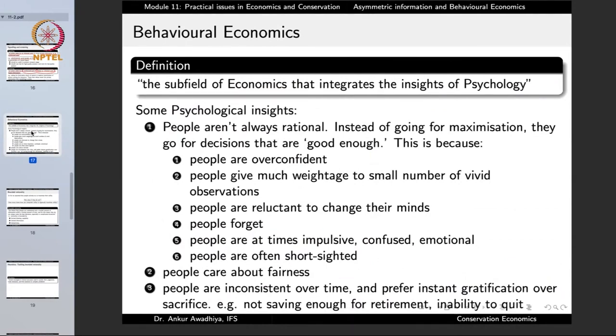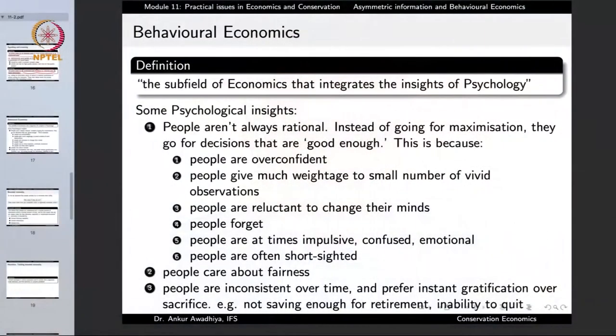Now, all these things come under the ambit of behavioral economics. Behavioral economics is the subfield of economics that integrates the insights of psychology. What we are doing in behavioral economics is taking certain insights from psychology about how people think, how people make decisions, and incorporating those insights into our models to understand how people make decisions. When that is done, we say that we are doing behavioral economics.